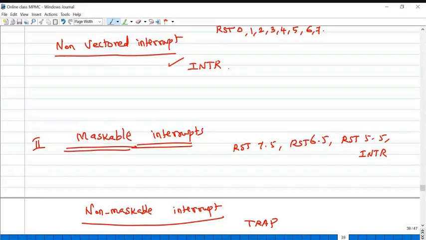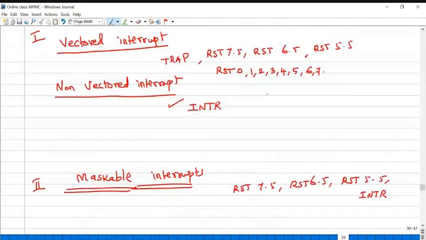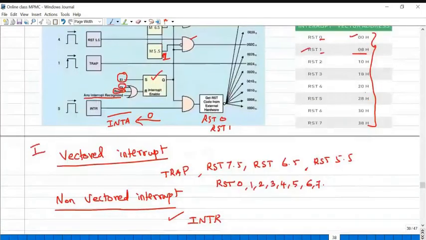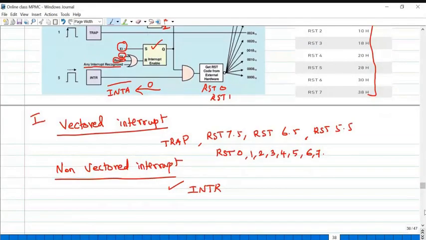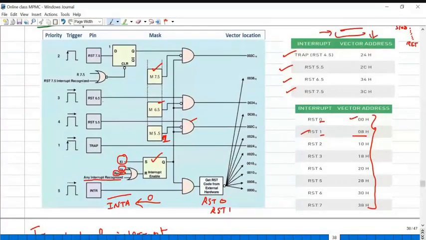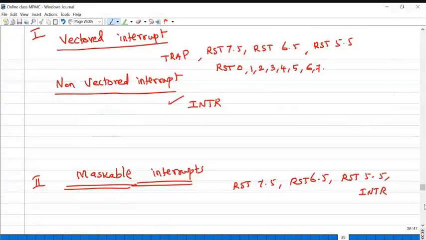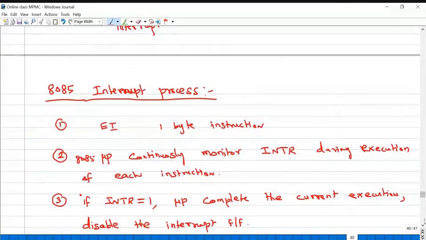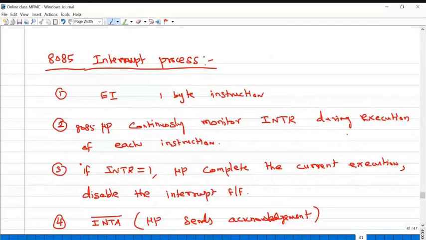Whenever the processor receives this interrupt request, only after that will we come to know what kind of vector address the processor needs to transfer the program flow to. So it is non-vectored, but the remaining interrupts, 7.5, 6.5, 5.5 and TRAP, have fixed address locations. Okay, that is sufficient. But now explain how the microprocessor handles the interrupts.